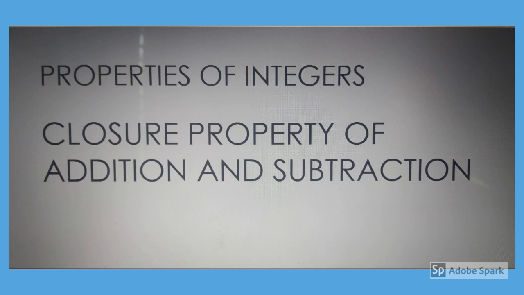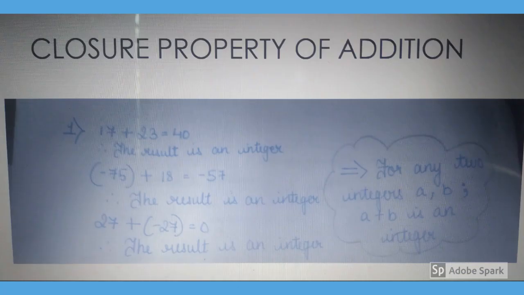Now let's start with closure property of addition and subtraction. Okay, so we are gonna start with the closure property. I'm pretty sure you've already learned what closure property is in 6th grade, but again let's learn it for integers. Okay guys, so this is closure property of addition. So what is closure property? Closure property states that if you add or subtract any integer, the answer should also be an integer. So that's what closure property states. Okay, so let's see the examples over here.